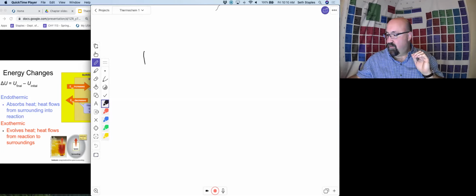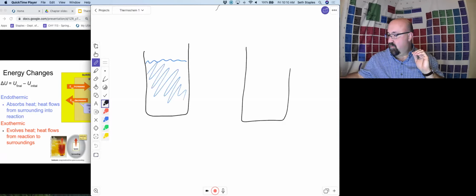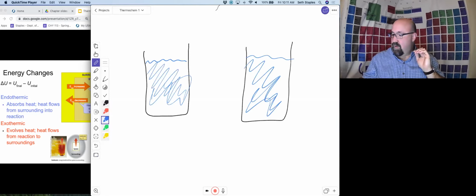Let's say that we have a beaker. Our beaker is filled with some water. So we have some water in here. Let's say we have 2 beakers, both filled with water. And in each of these beakers, we have something for a reaction. I'm just going to picture the reaction as just this big red thing.